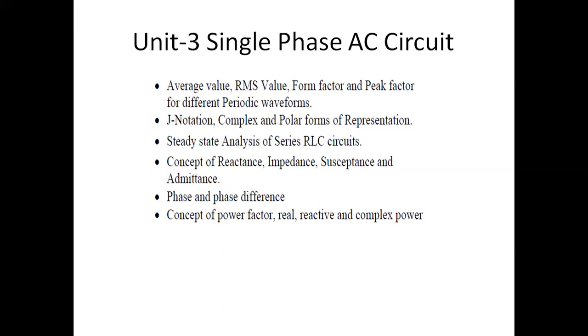So these concepts are also important because sometimes we will deal with it in terms of the impedance, or sometimes in terms of the reactance, or sometimes in terms of admittance. So these concepts are also very important in dealing with single phase or three phase AC circuits. So you have to know these things too.